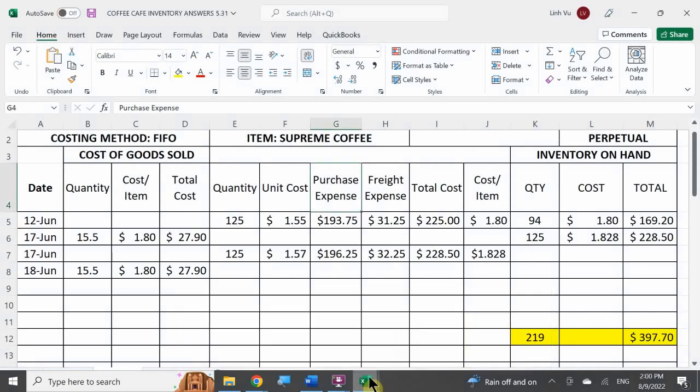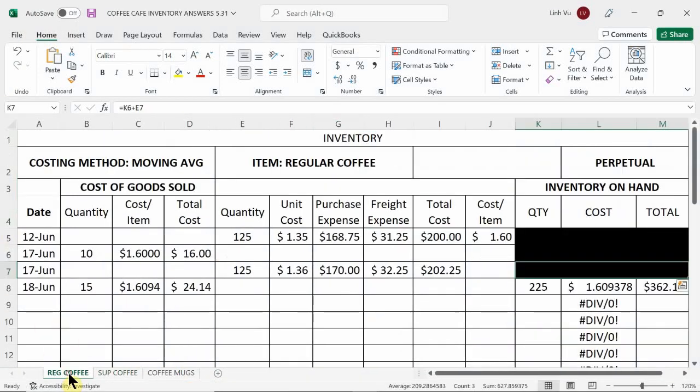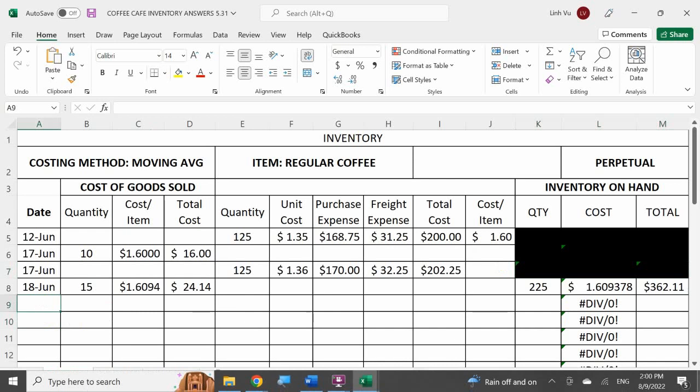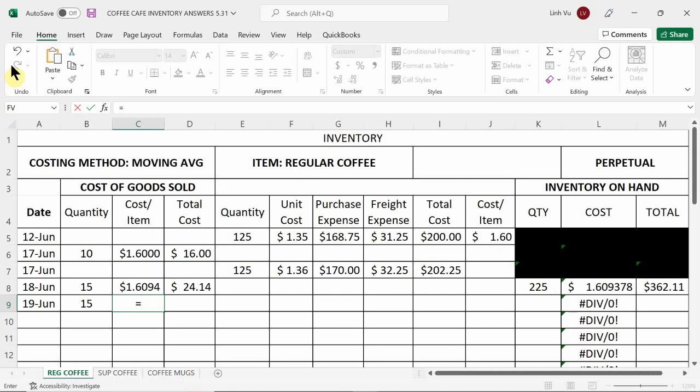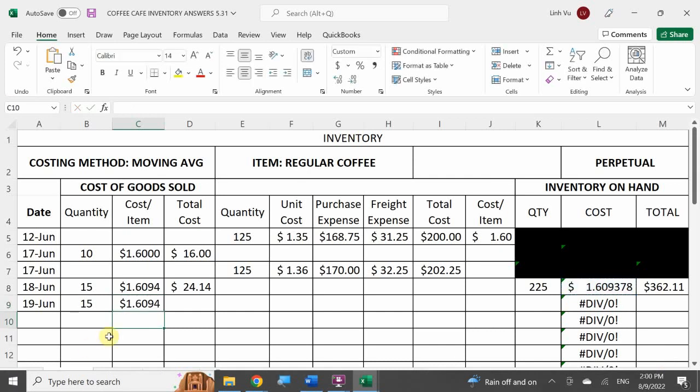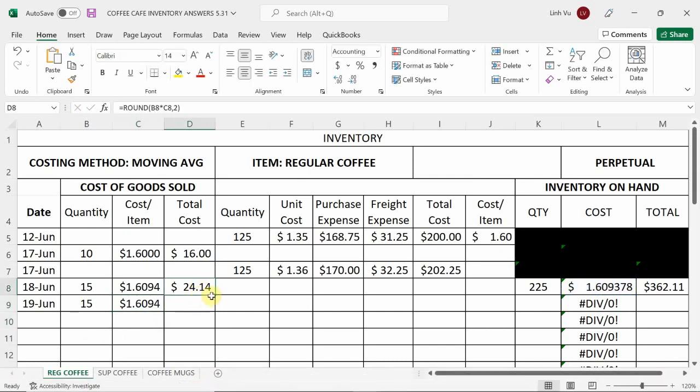So here I am in my inventory worksheet. How many pounds of regular coffee did I actually sell? 15 pounds. We sold 15 pounds at what cost per item? 1.60938. Good. Okay, so that will give me a grand total of how much? Total cost of goods sold. I got 24.14. Good, right?